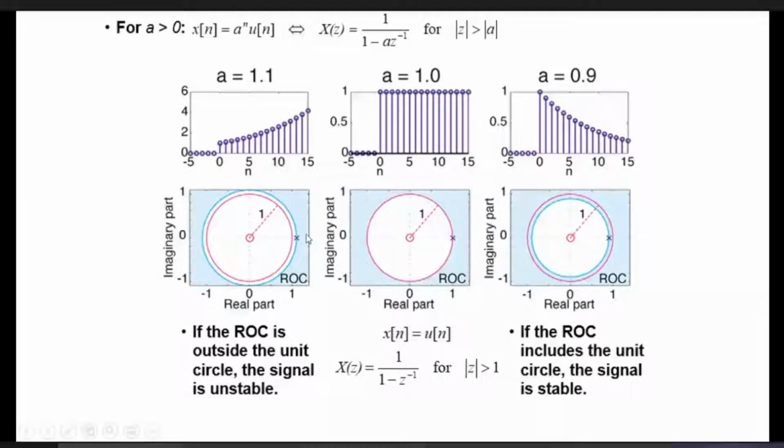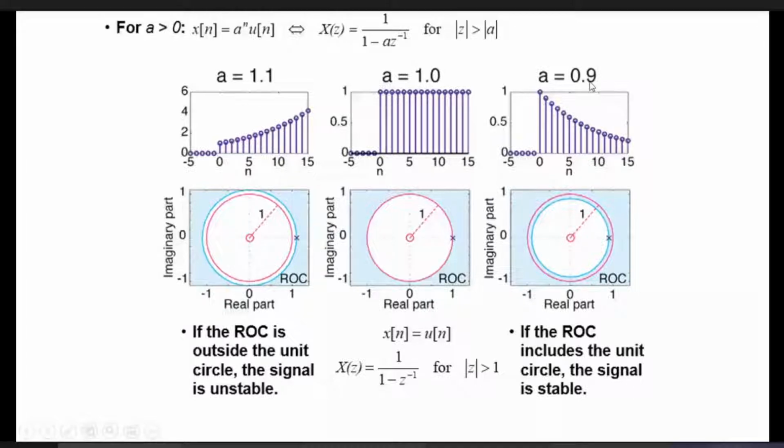Now, some property: if your signal x[n] is a to the power n u[n], and a is greater than 1, say 1.1, then each time the signal is growing, it increases as time increases, since a is more than 1. This is one case. Another case, a equal to 1, so it is simply a unit step. And another case, a less than 1, say 0.9, so it is decreasing.